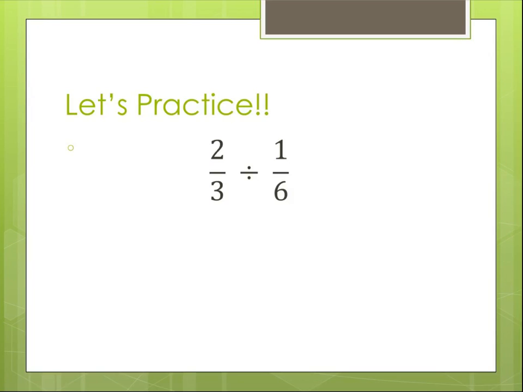Here we have a fraction divided by a fraction, so we're just going to keep, change, and flip this problem. 2/3, we keep the same. Change division to multiplication, and flip 1/6 to 6/1. Now I'm looking for cross-canceling, and I see where I can cross-cancel. 3 and 6 can both be divided by 3. So I take that 6 and divide it by 3, and I take the 3 and divide it by 3. 6 divided by 3 is 2, and 3 divided by 3 is 1.